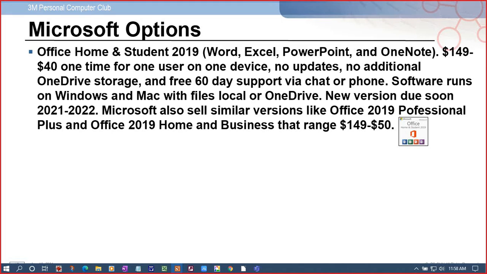Microsoft also sells similar versions of this. You'll see versions that are sometimes called Office 2019 Professional Plus or Office 2019 Home and Business. Those also range in price from about $149 to $50. And some of them, I think the Home and Business does include Microsoft Access. So if you need some of the other tools, you can look at some of the other options there.